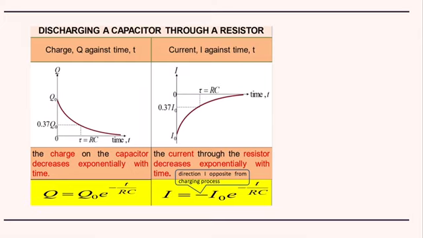The equation for Q against time t is given by Q equals Q0, which is the maximum charge on the capacitor, exponent negative t divided by RC. While for current against time for the discharging process, it is given by the same equation as before, but we include the negative sign to indicate the direction of the current is opposite from the charging process. But in calculation, you can ignore the negative sign.